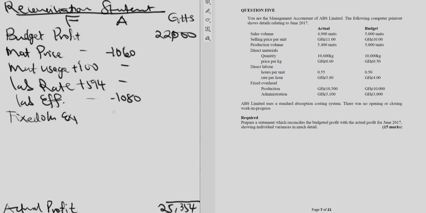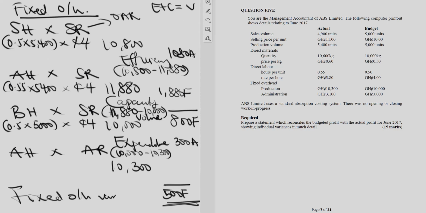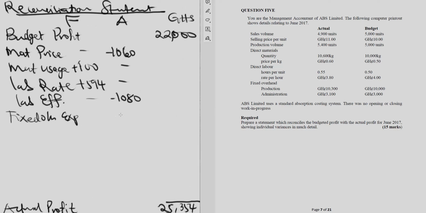So now that we have fixed overhead, we can just head over here and say fixed overhead expenditure. The expenditure was what? When we go back, we see that fixed overhead expenditure was 300 adverse. So we just put it here, minus 300. We come here and say fixed overhead. If you like, you can just say volume also and give them the volume, which was 800 favorable also. Then you are good to go. If you like, you can expand it into capacity and then efficiency.